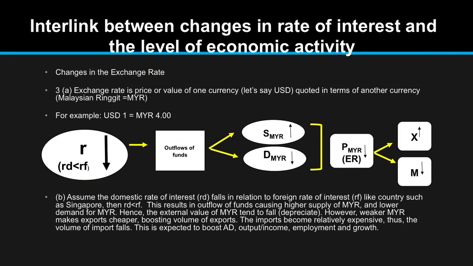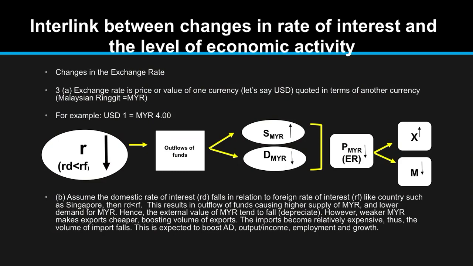Therefore, you can see the outflows of funds will be rising, which will cause the supply of ringgit Malaysia to be higher and the demand for ringgit to be lower. As the supply of ringgit increases and demand for ringgit decreases, the price of ringgit, or the exchange rate, falls. As the exchange rate falls, exports rise and imports fall.